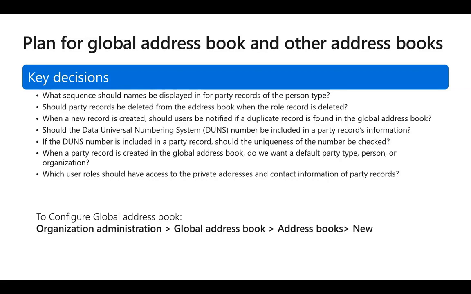Should a party record be deleted from the address book when the role record is deleted? For example, if a customer record is deleted, should the party record also be deleted? When a new record is created, should the user be notified if a duplicate record is found in the global address book? Should the Data Universal Numbering System (DUNS) number be included in the party record's information? If the DUNS number is included in the party record, should the sequence of the number be checked?